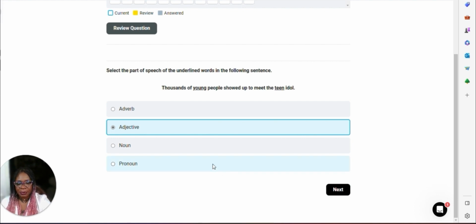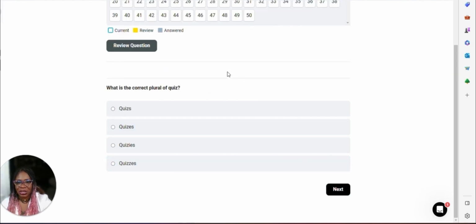And here's why. So young is an adjective that describes the noun people. And teen is an adjective that describes the word idol. Let's move on to the next question.